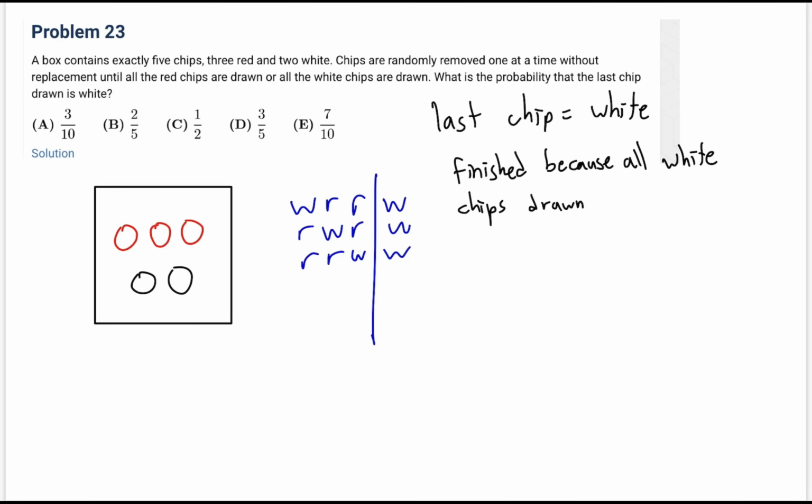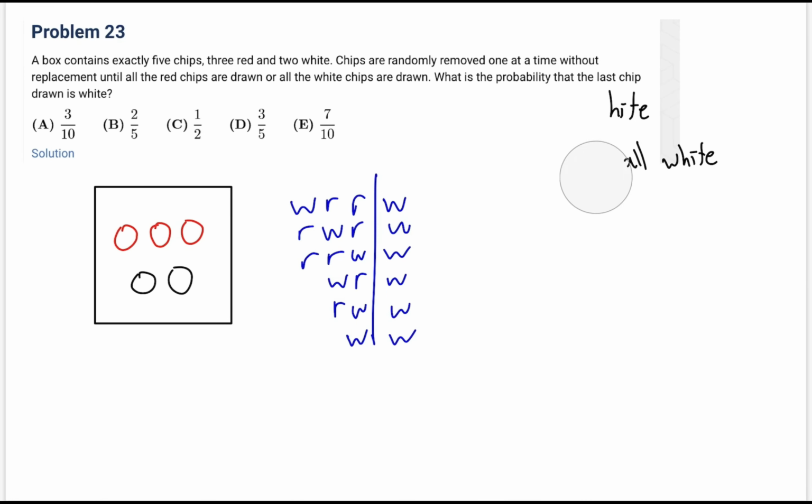And then if there were only 1 red before the white, then it could be white, red, white, or red, white, white. And then the last way would be that it's just first time white and the second time white. So we can get rid of this.